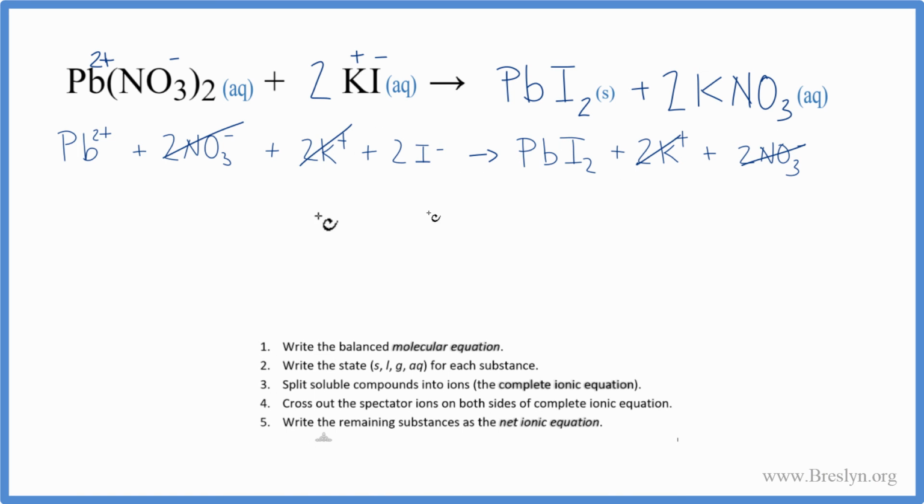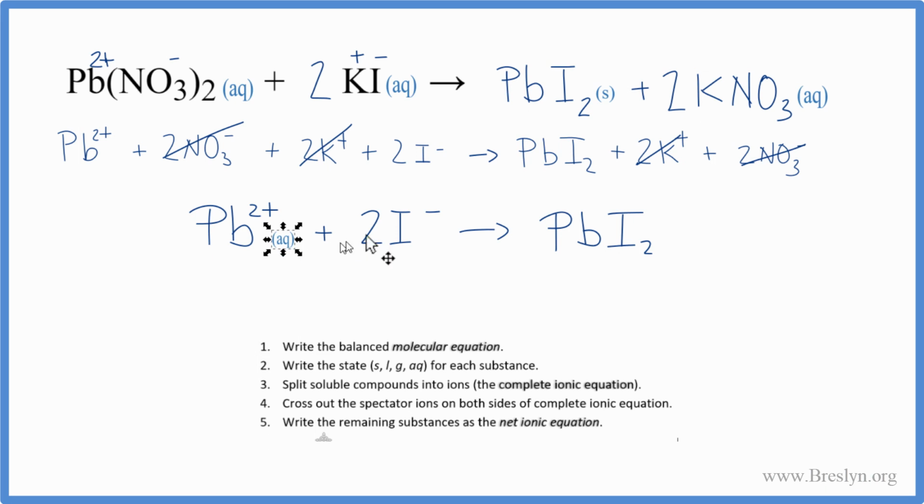So what's left is the net ionic equation. That'll look like this. We can put our states in. And that is the net ionic equation for Pb(NO3)2 plus KI, lead(II) nitrate plus potassium iodide.